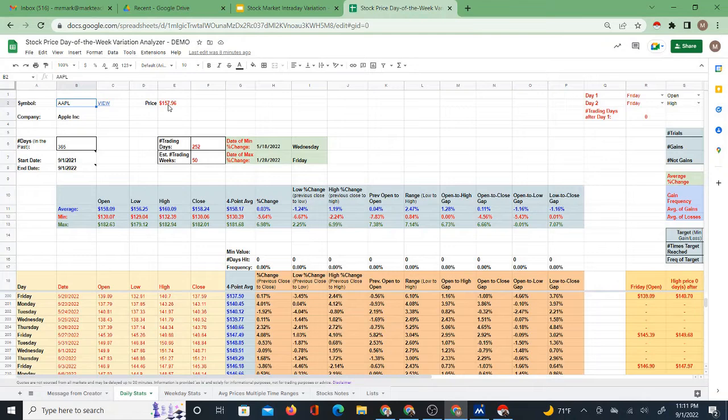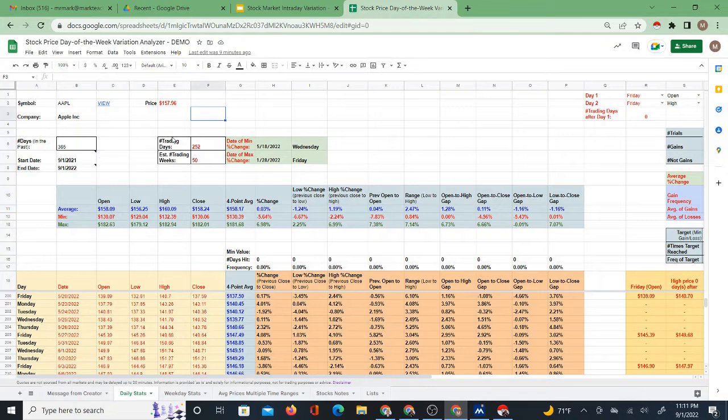This should be the close price, the price that it closed at today. Then you will enter in the number of days in the past that you want to look at. A lot of times I like to look at 1 year, but you could also do 6 months. By putting a 365 in here, it's going to look at the last 365 days. Today's September 1st, 2022, and it looks back to September 1st, 2021.